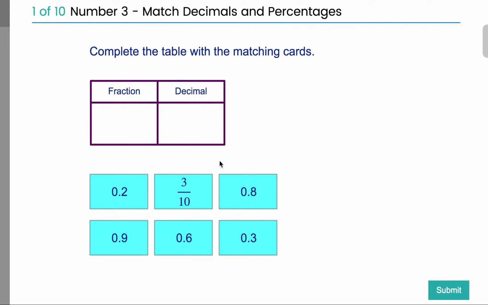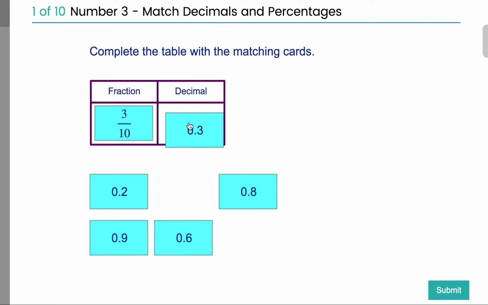On this side, the fraction, on this side, the decimal. So the fraction side must be this one because it's the only fraction. So we put that one in the fraction side. And then we're looking for the decimal that matches that fraction. Okay, well 3/10 is that one there, because there's 3 in the tenths place. That's all that means, 3/10, and there's 3 in the tenths place. So they are the same.